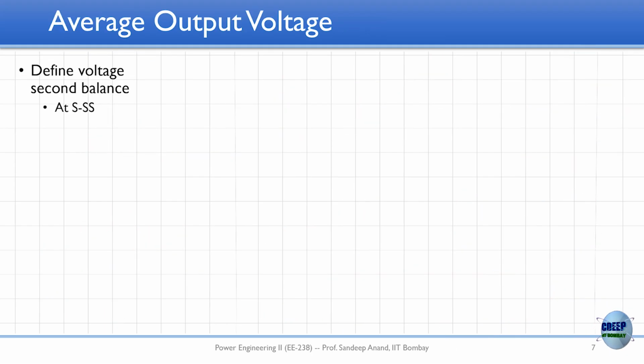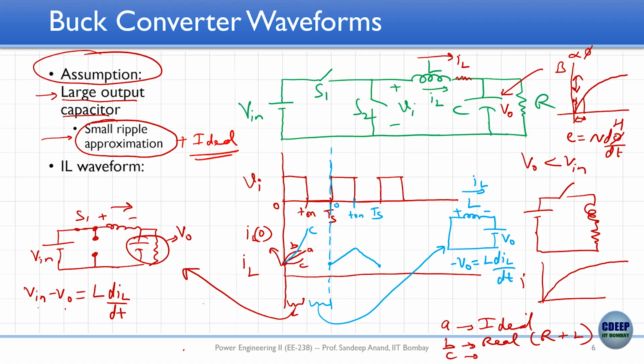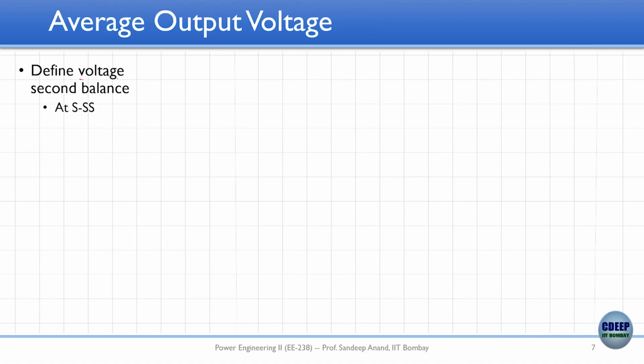Let's start with analyzing it a bit further. Before that, I will introduce you to a quote unquote law which is called volt second balance, or voltage second balance. What it means is that if you have an inductor, you can write its voltage VL equals L di by dt, right.